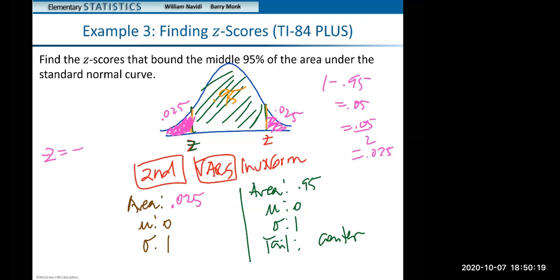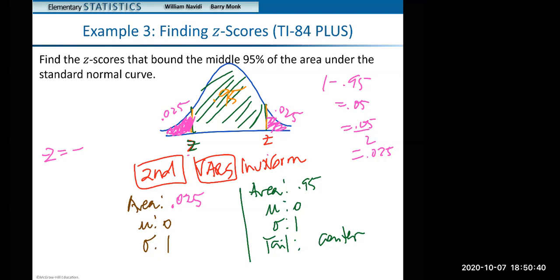It's on the negative side, so it should be negative. Hey, Professor, you said if we have tails to select center, right? Yes. If you have the tail, select center. Well, I have two answers then. Yeah, that's what I mentioned earlier. You should have two, a negative and a positive.